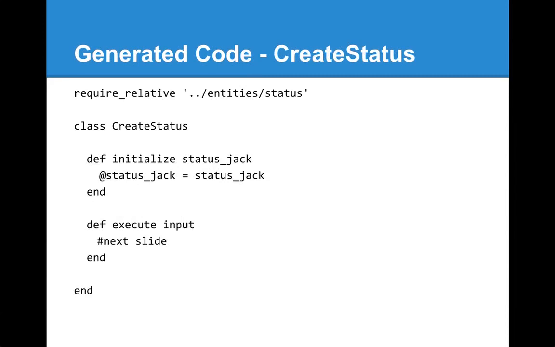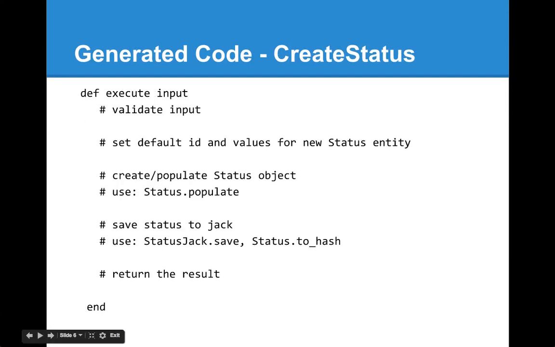What does the generated code look like for the action itself? The generated code here, this is the high level of the create status action. It requires your status entity, which it creates for you. It creates your initializer, and this is just the dependency injection part of Obvious. So it just sets that up for you. And then it also creates the execute method, and that is on the next slide.